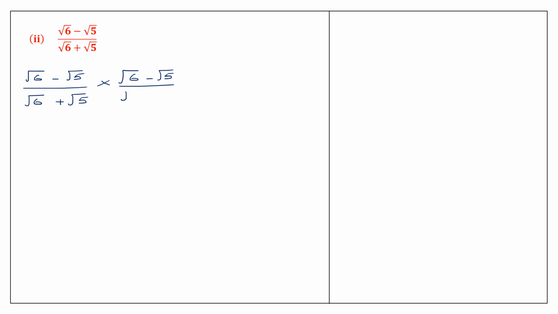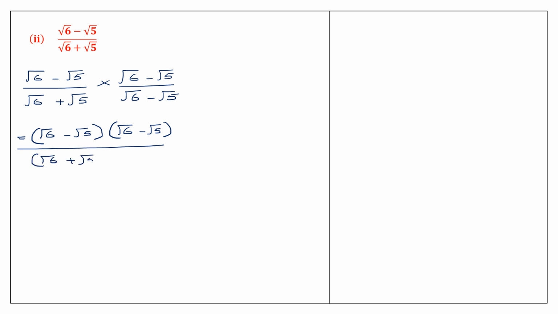Multiply and divide. So root 6 minus root 5. So here what do we have? We have root 6 minus root 5 into root 6 minus root 5. It's the same thing, isn't it? And in the denominator, what do we have? We have root 6 plus root 5 into root 6 minus root 5.